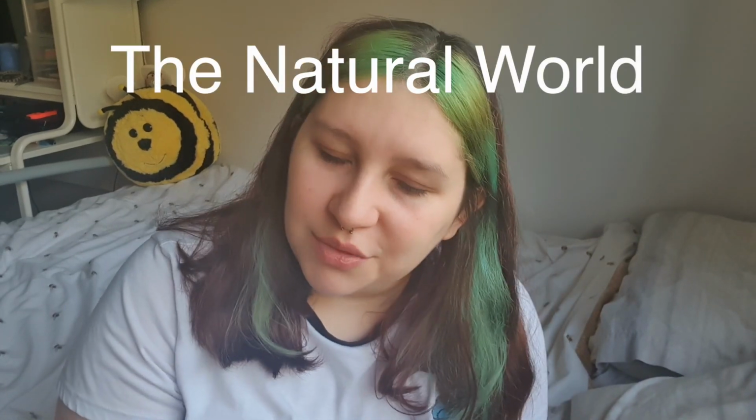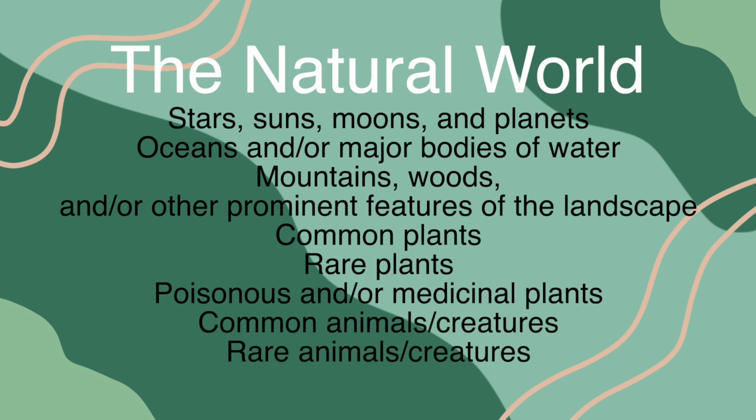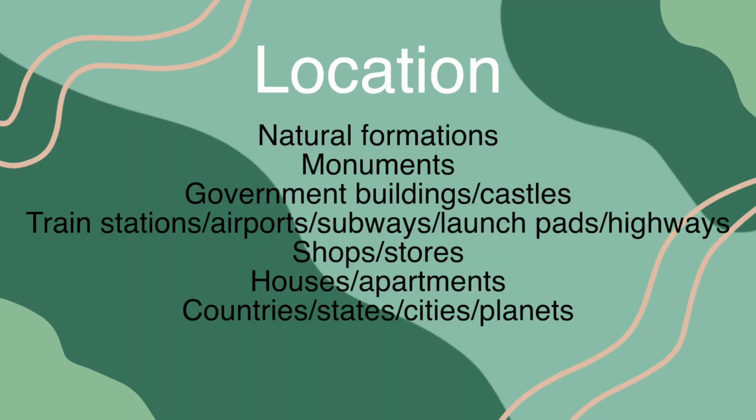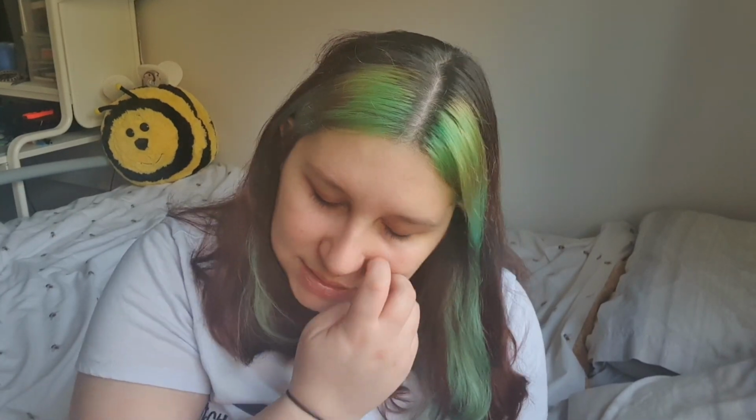So we have the natural world, which includes the sun, the stars, the moons, the planets, oceans and/or major bodies of water, mountains, woods and/or other prominent features of the landscape, common plants, rare plants, poisonous and/or medicinal plants, common animals/creatures, or rare animals/creatures. Then we move on to location. Location has natural formations, monuments, government buildings/castles, train stations, airports, subways, launch pads, highways, shops, stores, houses, apartments, countries, states, cities, and planets, which links back to the natural world, which also has planets.